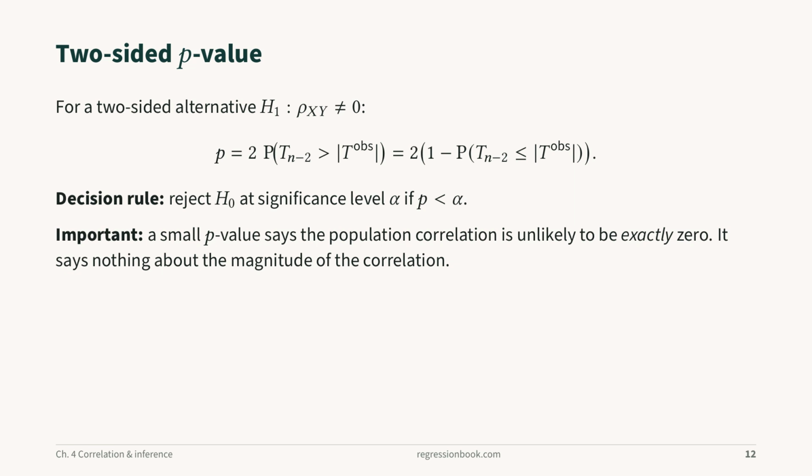The two-sided p-value doubles the upper tail probability beyond the observed absolute statistic, and the decision rule is the usual one: reject when the p-value falls below the chosen level. But read the important line slowly. A small p-value says the population correlation is unlikely to be exactly zero. It says nothing about the magnitude of the correlation, and that distinction will dominate the pitfalls at the end of the chapter.